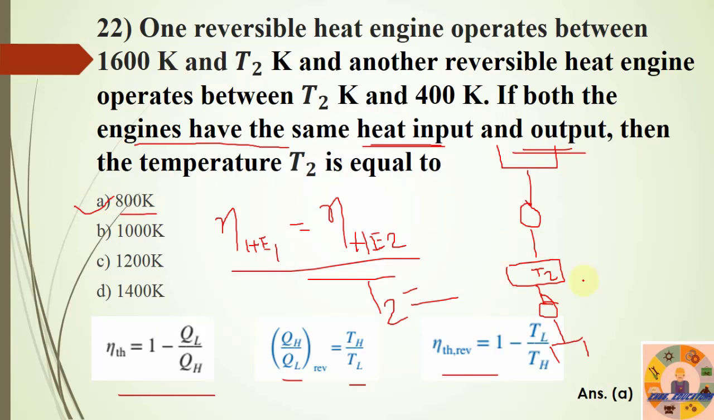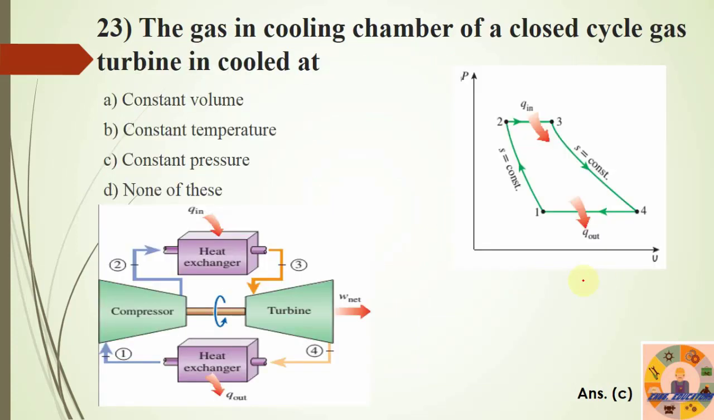Okay, so go to our next question. The next question is the gas in cooling chamber of a closed cycle gas turbine is cooled at. So we know the gas turbine works on the principle of Brayton cycle, and from the diagram of the Brayton cycle, we can say that the right answer of this question will be constant pressure.